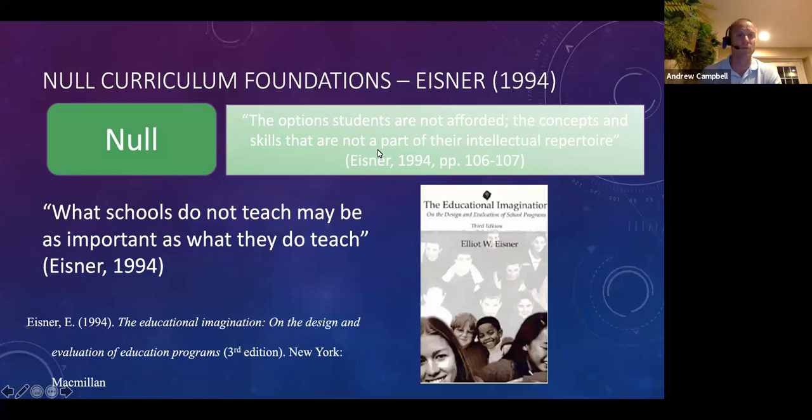I thought a pretty prescient quote from Eisner was that what schools do not teach may be as important as what they do teach. So it really draws parallels to the importance of the null curriculum, as we're so focused on the idea of the standard explicit curriculum, the formal academics, that some of the skills contained within the null curriculum get pushed by the wayside, but in many ways they are paramount to the development of the student and can have a direct impact on that explicit curriculum.